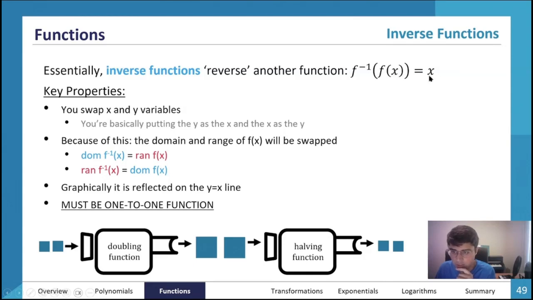So you can see this whole expression equals just x. So some key properties, because you find an inverse through swapping the x and y variables, it means that the graphical representation of the inverse function is that it's reflected on the y equals x line. Another thing as well is that the domain and range of f of x is going to be swapped when you're looking at the domain and range of the inverse. The domain of the inverse is the range of the original function. Same with the range of the inverse, domain of the original function.